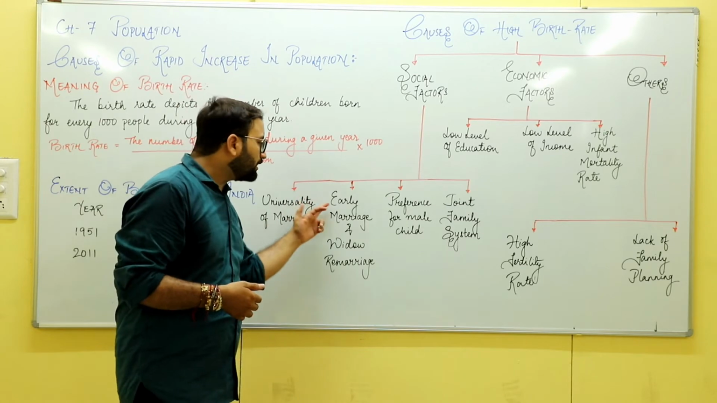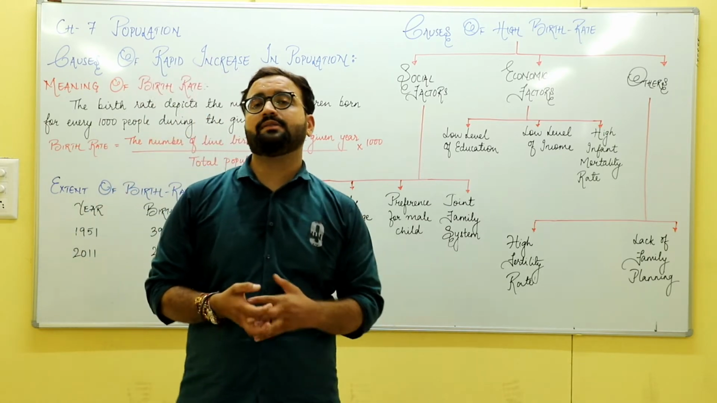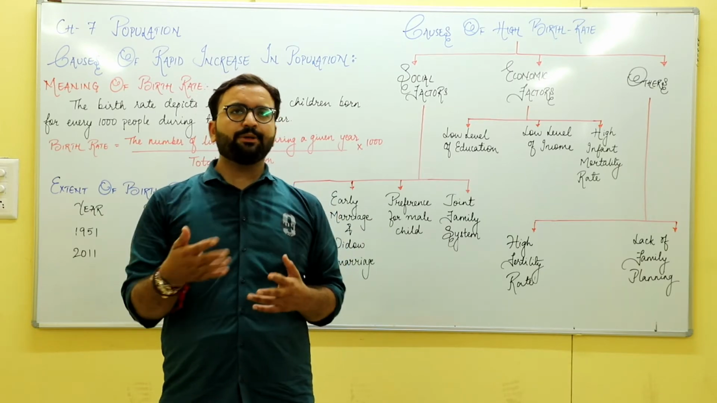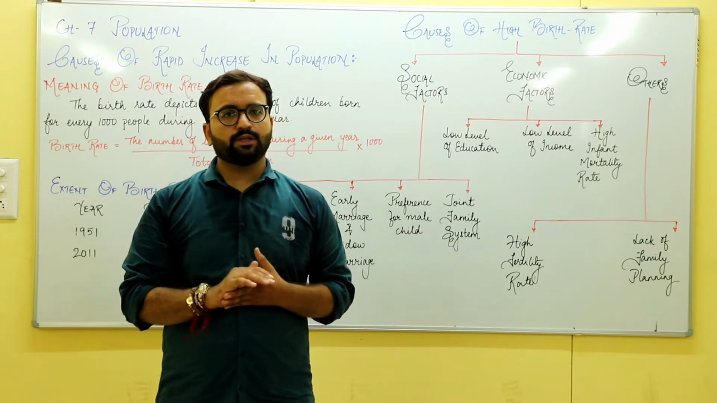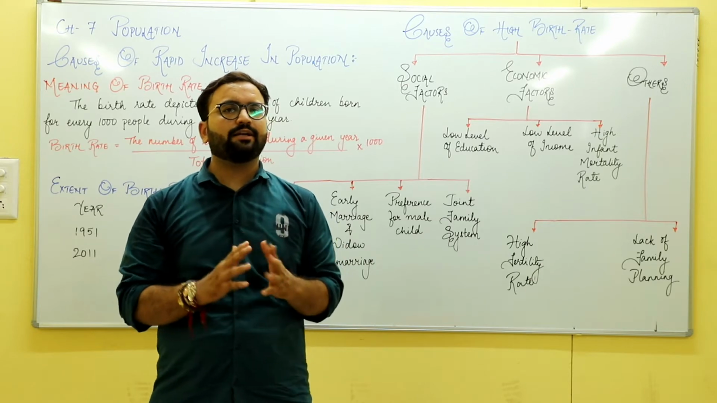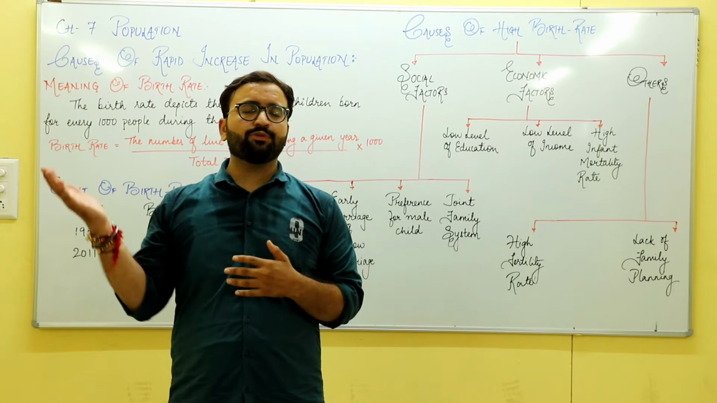Another reason is early marriage and widow remarriage. If you talk about early marriage, our Indian economy has followed the tradition of child marriages. You might know that before 1947, when the Britishers were in India, there was a system and pattern of getting children married at a particular age. So this pattern continued from that tradition.